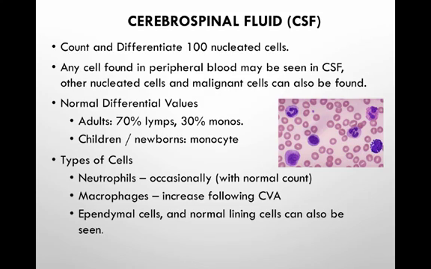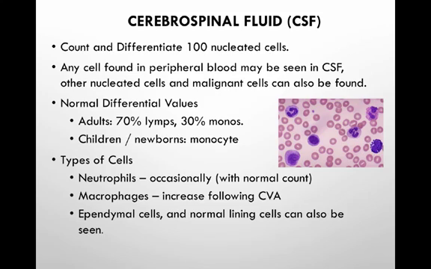So after staining the slide with Wright stain, you count and differentiate 100 nucleated cells, just like you do in a peripheral blood smear when you're doing a white blood cell differential. So keep in mind that 0 to 5 white blood cells per microliter is normal for adults and 0 to 3 for children. So sometimes finding 100 nucleated cells is difficult unless the patient has pleocytosis.